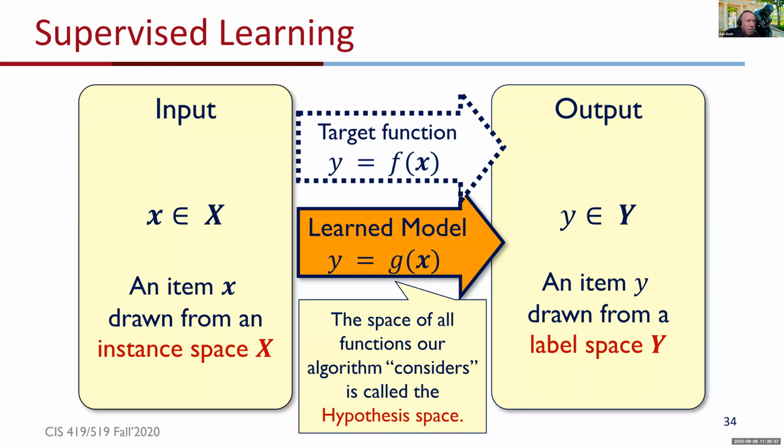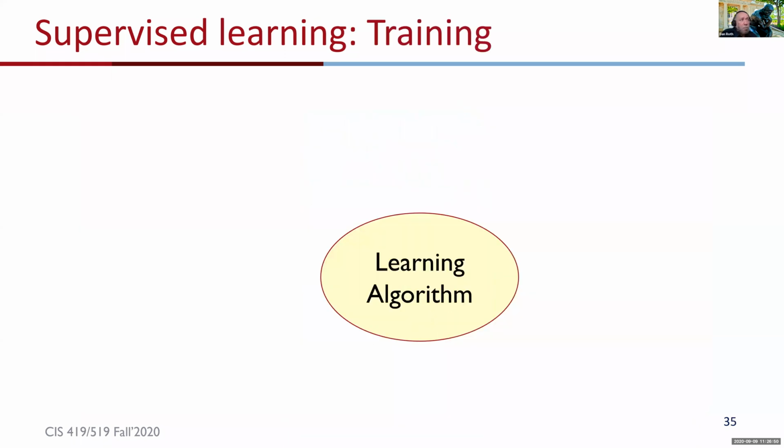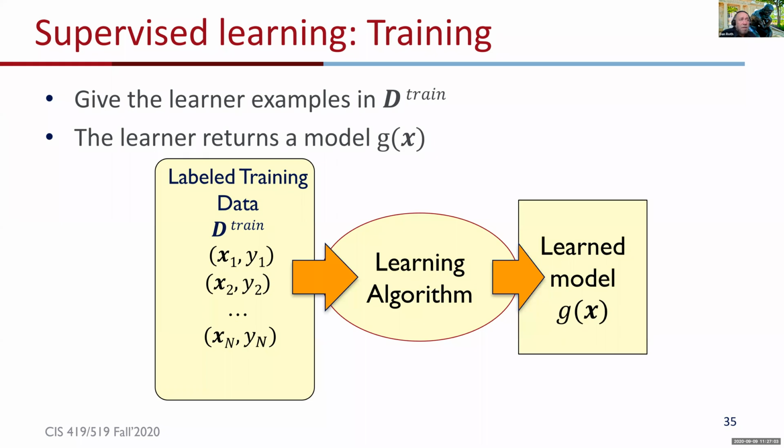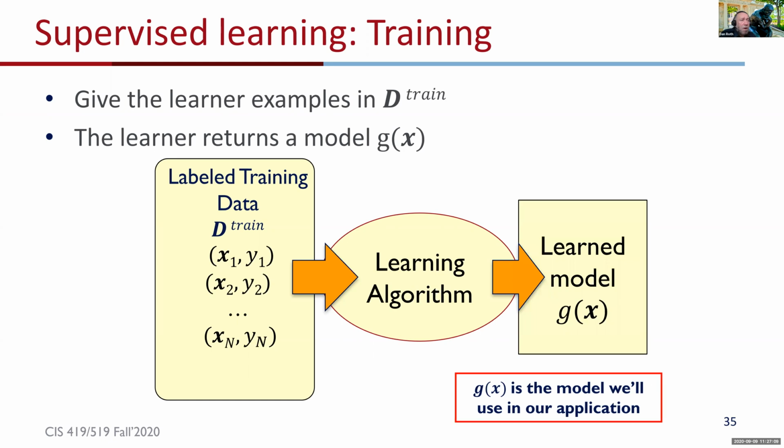So what we have here are the three key concepts that you want to understand for today: the instance space, the label space, and the hypothesis space. And we have a learning algorithm that is going to take this labeled training data, pairs of X and Y. X is the name, for example, Y is the plus or minus, the label, and it's going to output a model, a function G of X. Now, G of X is the model that we're going to use later on in your application. Now, think about it.